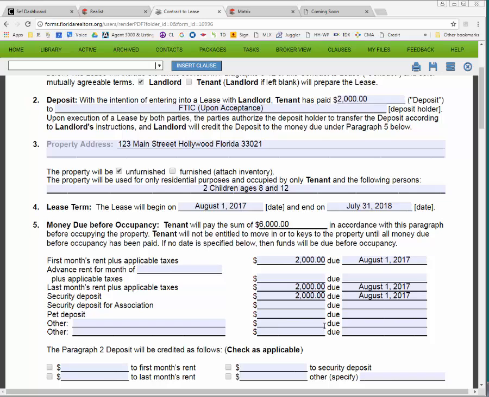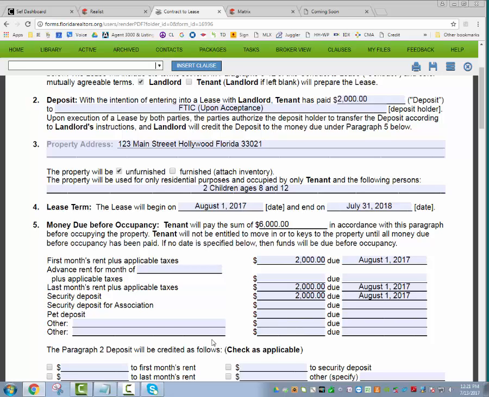If there is a pet deposit, you will write it here in this space. And if there's anything else that maybe a key deposit or something else, it will go here. So now you see we're going to pretend that there is no security deposit for the association. We're just going to kind of keep it simple.